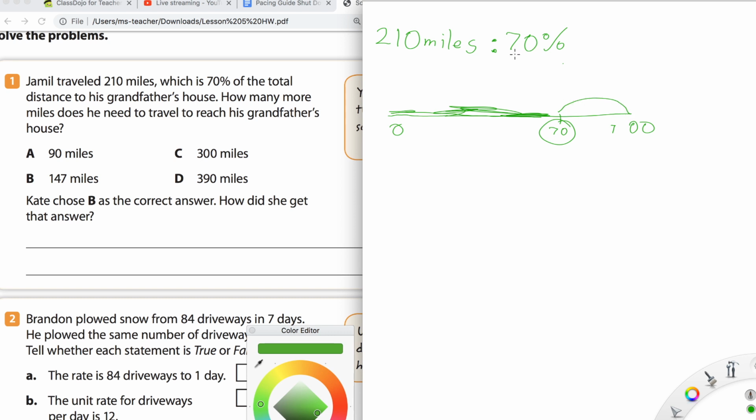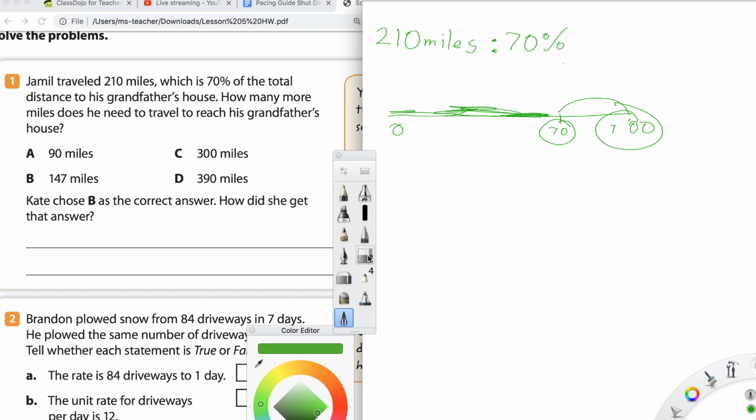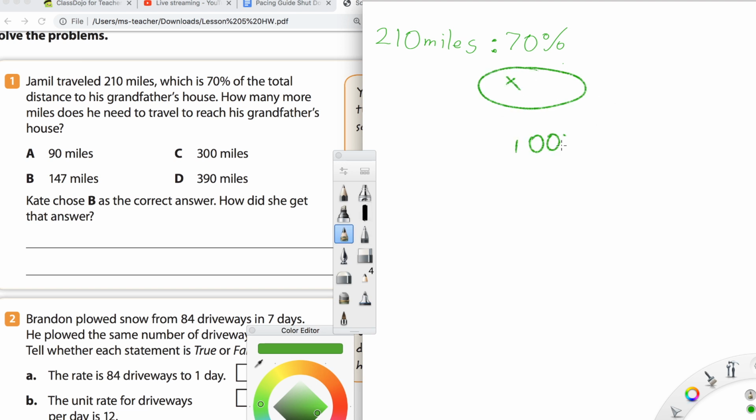Now, whenever we have a part and we need to figure out the total, we need to make this into 100%. But we can't, because 70 times something doesn't give us 100 right now. I mean, with decimals it does, but we're not going to get into that yet. So we can't do my trick of multiplying by something to get 100%. Let's try the other strategy, which is making this 70% into 10%.